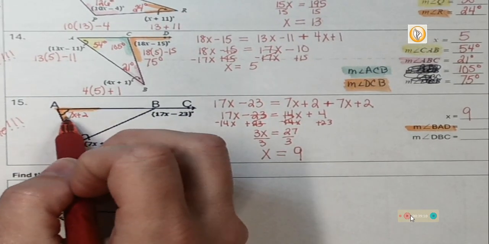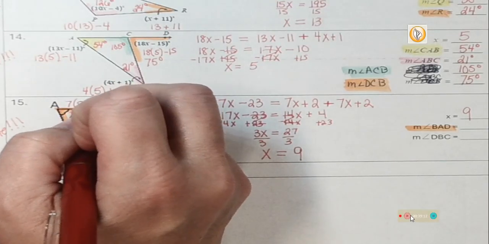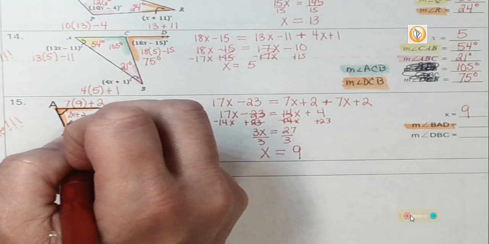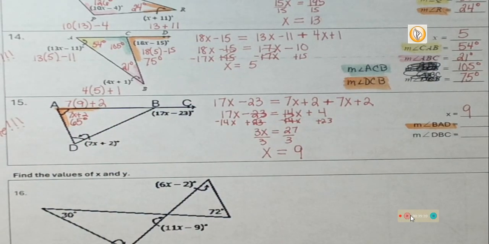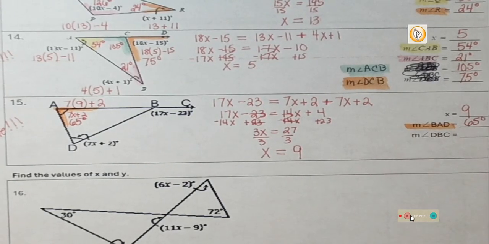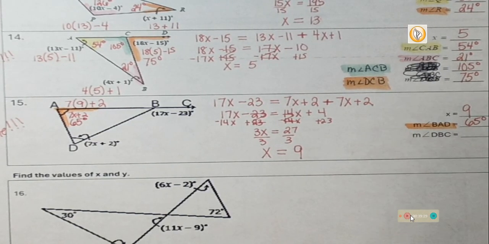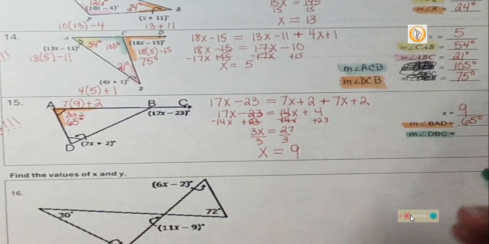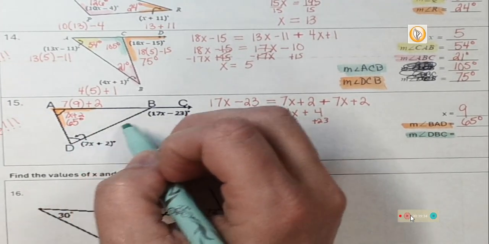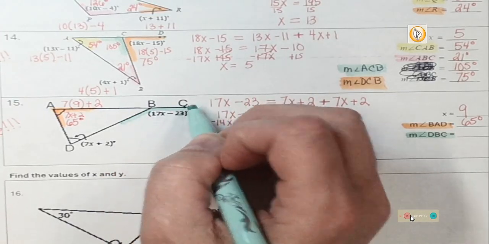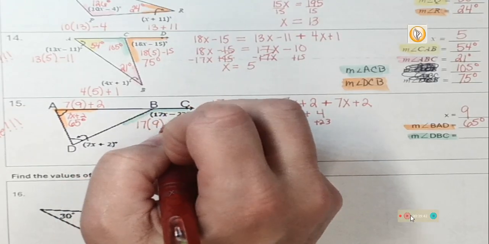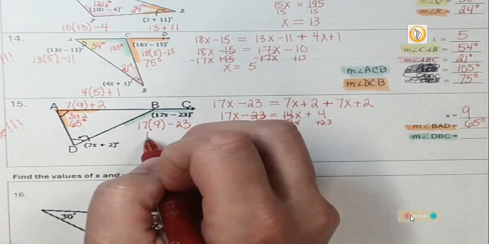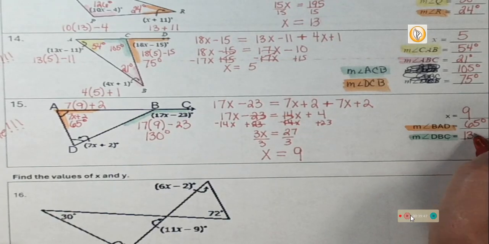So that path is 7x plus 2, and 7 times x, which is 9, plus 2, what does that give you? I'm pretty sure it gives me 65, but you check my math because I could have. Lord knows, y'all saw I got all kind of things messed up. So 65 degrees. Then I asked you to find the measure of angle DBC. Okay? D, walk to B, walk to C. That's this angle. And so 17 times x, which is 9, minus 23, I had 130. That's what my friend had, so I'm assuming we're right.